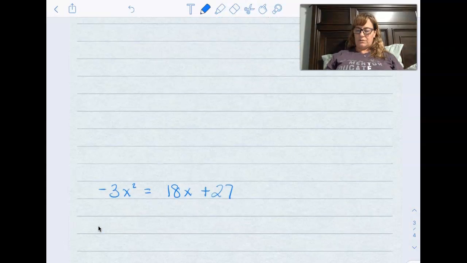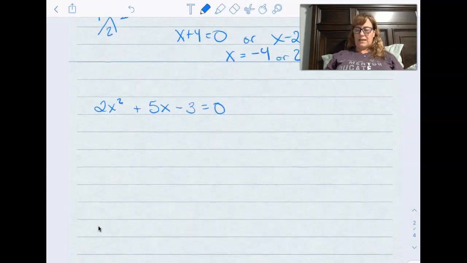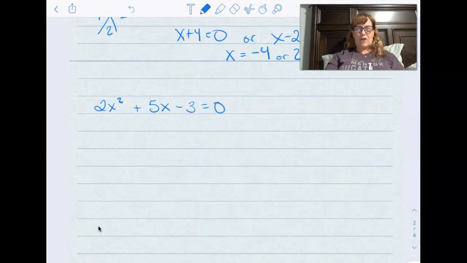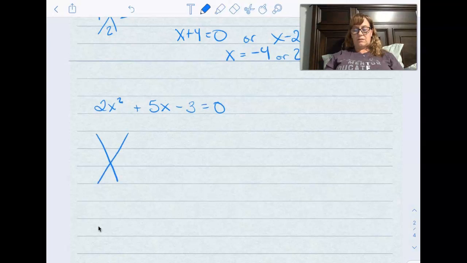Okay, I just want to refresh your memory in case you see something like this, where we've got a coefficient in front of our x squared that isn't a 1. Remember, you're still going to factor just like you did before spring break, but now when we go to find the number that we need to multiply to, we've got to multiply the 2 times the negative 3. So this is going to be a negative 6. We're going to add to get a 5. So that means positive 6 and negative 1 will do that.